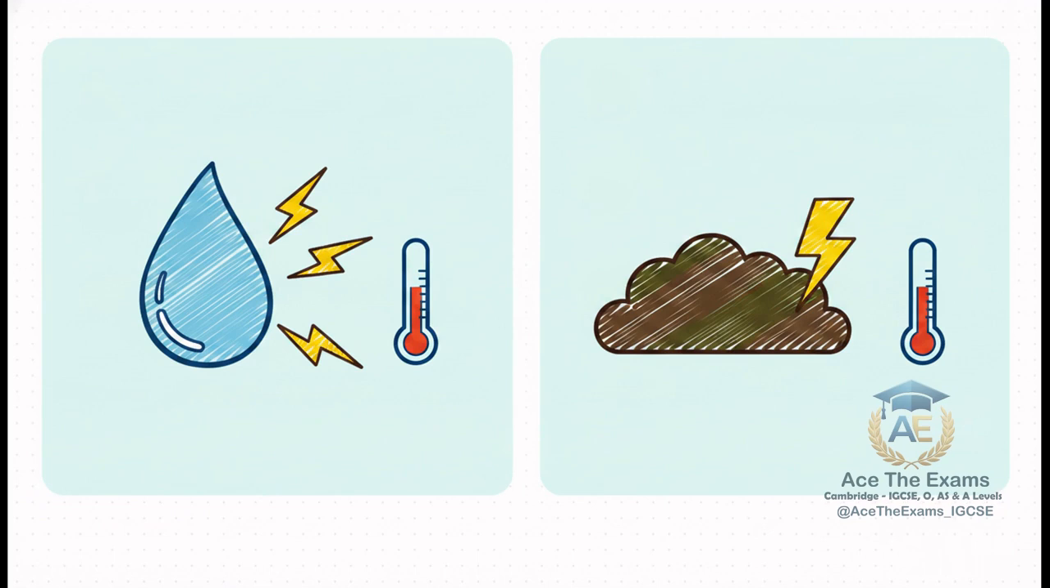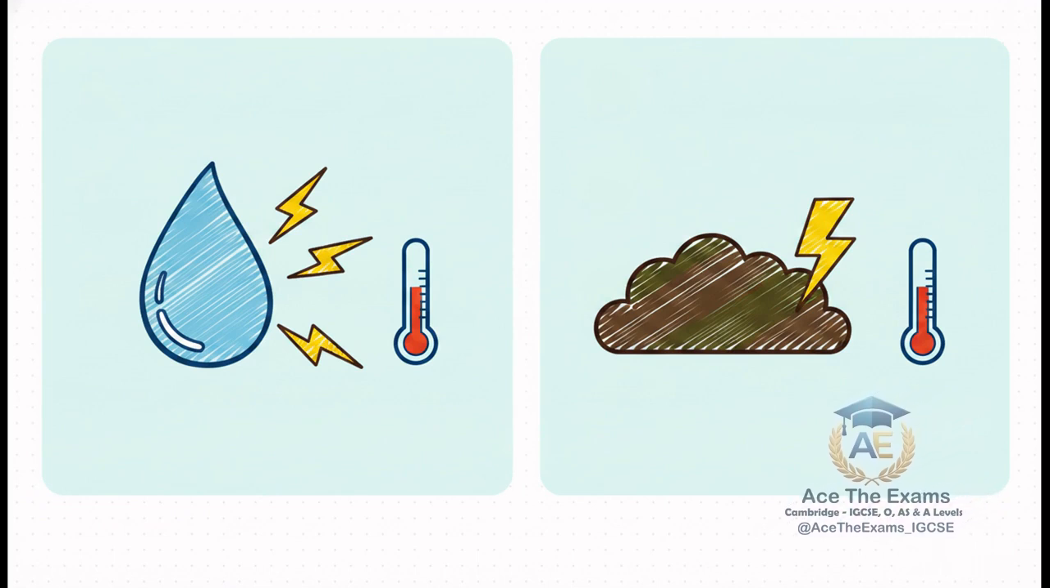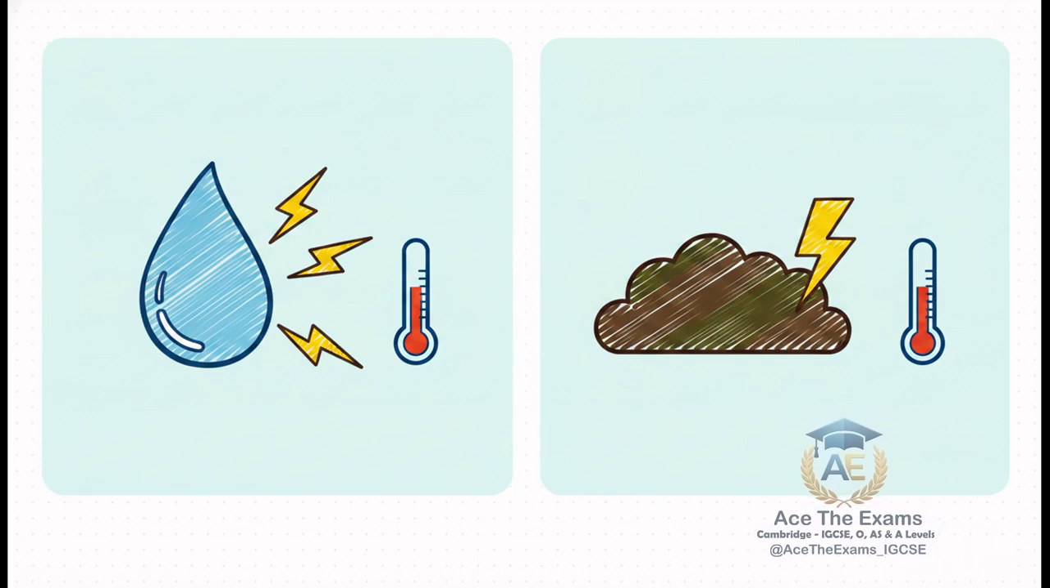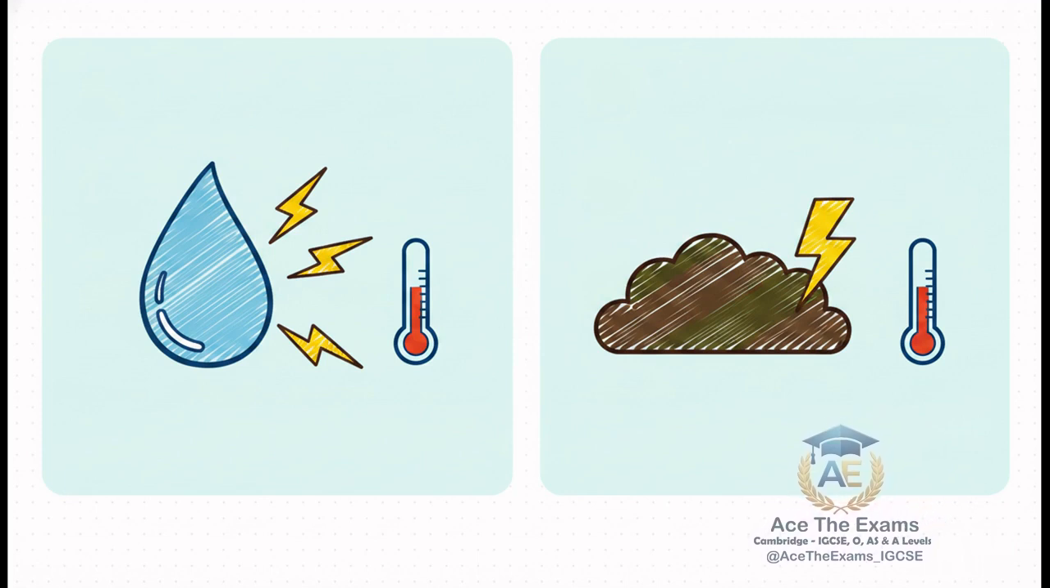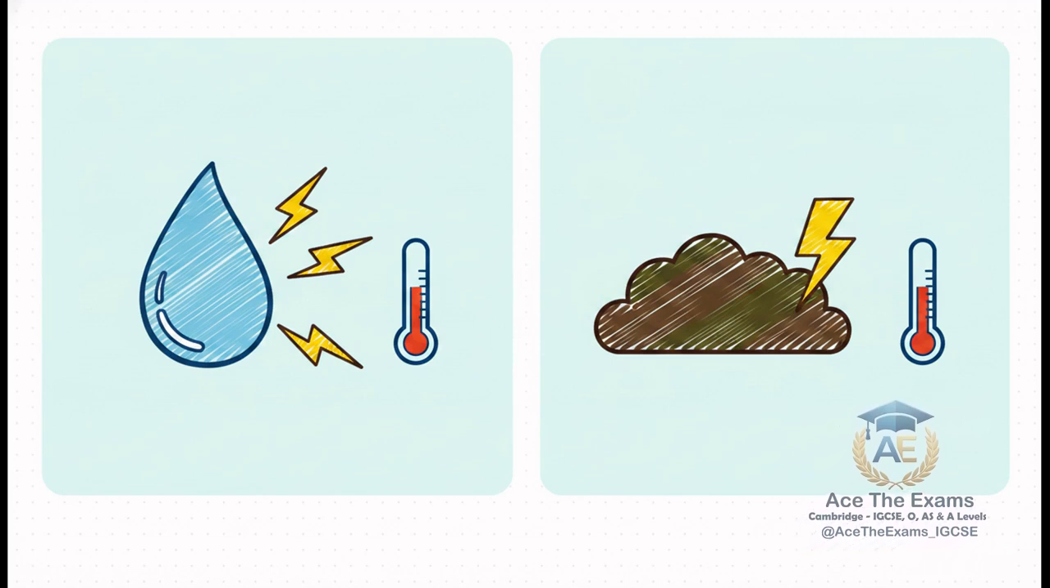For example, it takes 4,200 joules of energy to heat 1 kilogram of water by just 1 degree Celsius, but it only takes 800 joules to heat the same amount of soil. Water needs more than 5 times the energy just to heat up. This perfectly explains why island climates, which are surrounded by oceans, are so incredibly stable.